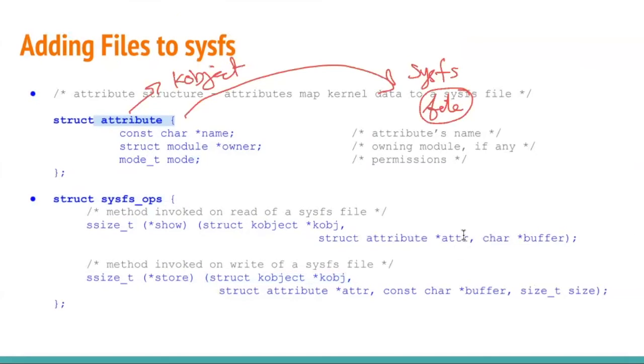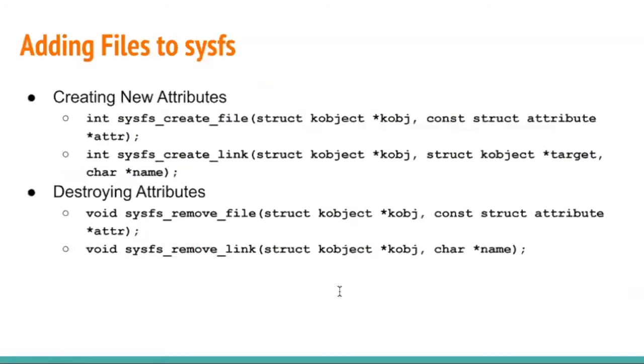Here we have different arguments. We are going to read the data of this attribute into the buffer, and similarly here we will write the data of the buffer to the attribute. This is the way we can create the file from the attribute in the sysfs file system. This is the function sysfs_create_file.